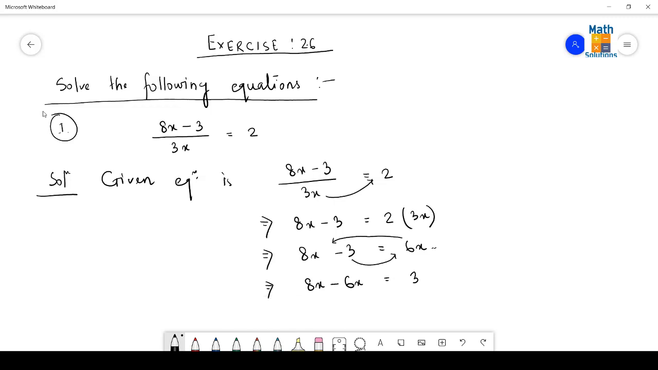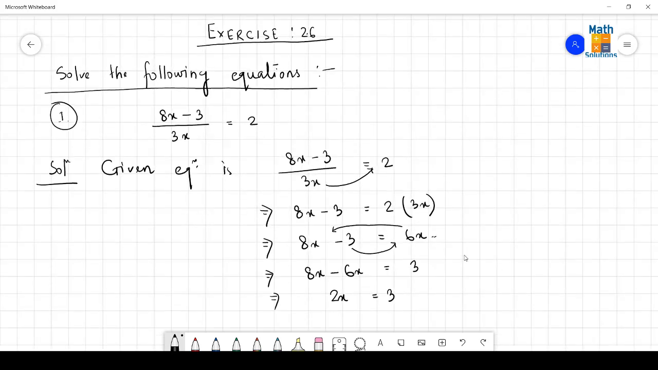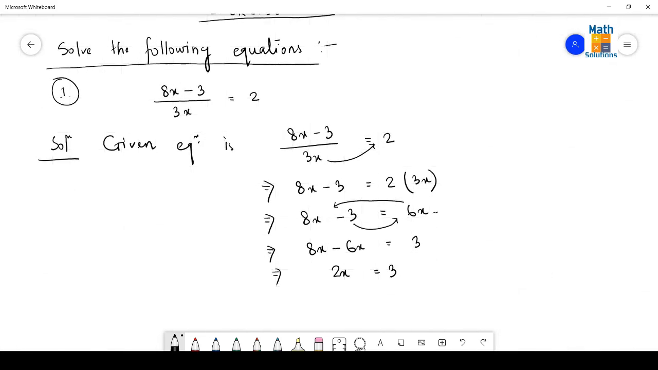After this, we get the result as 8x minus 6x. The result comes as twice x, that is equal to 3. After this, to make x alone in one side, I have to make it free. X is to be made free from 2, and that is why both sides are to be divided by 2. And I get here 3 by 2 as a result. And this is the answer of the first equation. Let's come to the second one now.